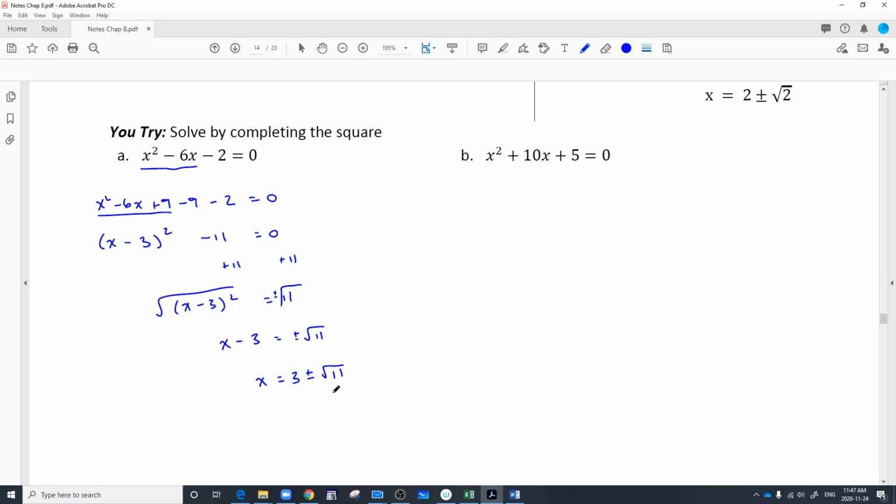If they don't say what to solve, like whether it's exact solutions or approximate, always leave it as simplified exact. You're never going to go wrong with that.